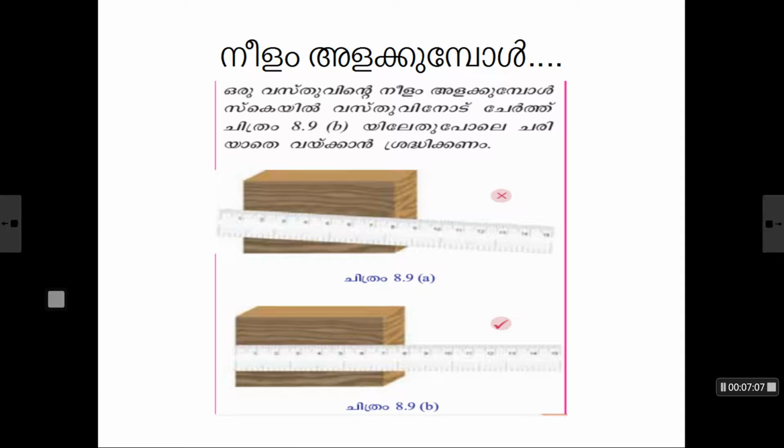So what are the precautions to be taken while measuring the length? The first precaution: see the first diagram, it is not the correct method, and the second is the correct method. That means while measuring the length of an object, keep the scale close to the object without any inclination. In the first figure there is inclination, but in the second figure there is no inclination.